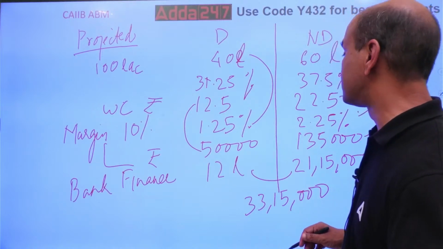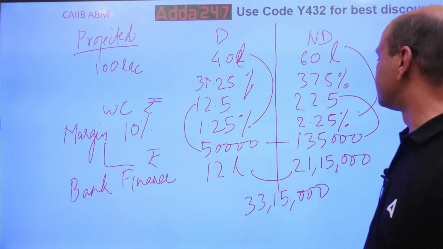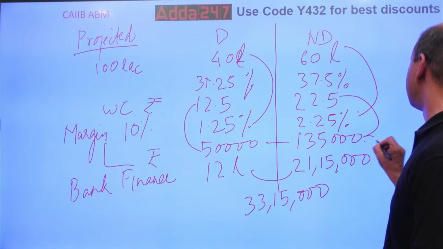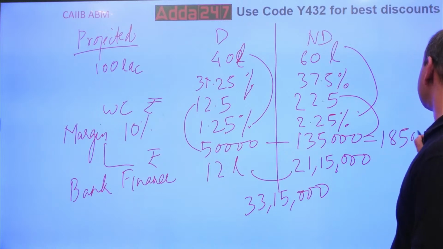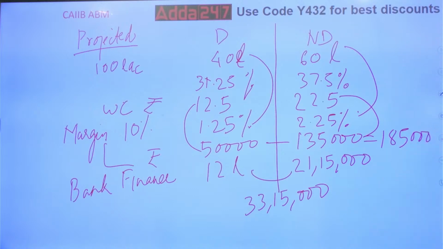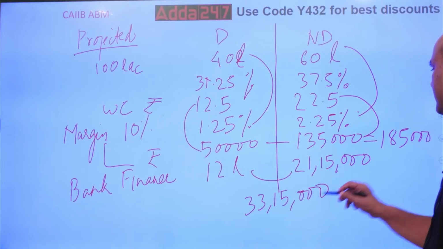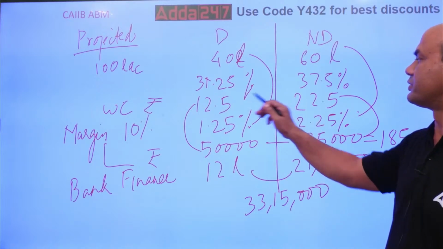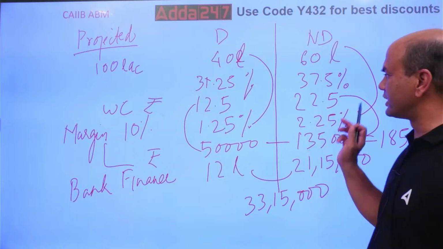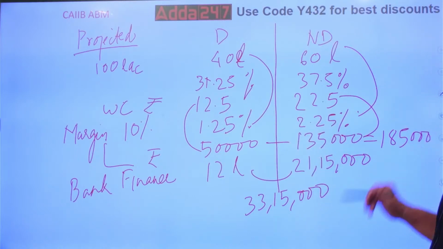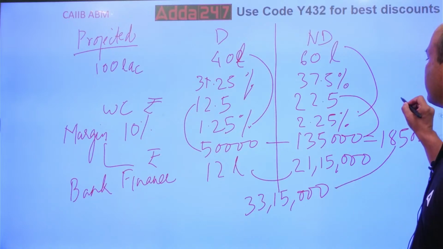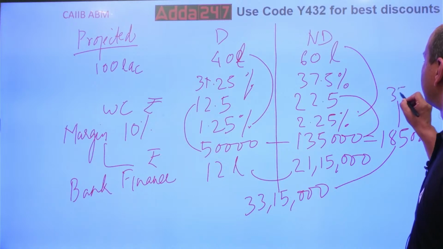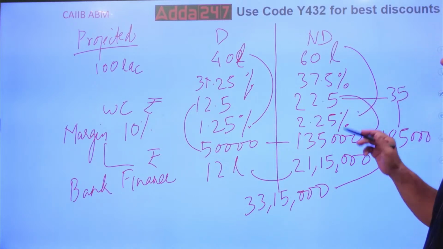And what will be the margin of that customer? The margin of that customer will be the addition of these two: 1,35,000 plus 50,000, so it will be 1,85,000. This much will be the margin. So this is how the calculations are done. 33 lakh 15,000 will be the bank finance, 1,85,000 will be the margin. If you add these two, net total finance, 22 plus 12 is 34, and 34 plus this, you will get 35. So you are getting the same answer, 35 from here also, from here also. So your answer is right.